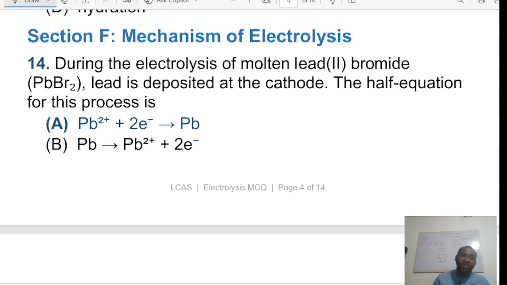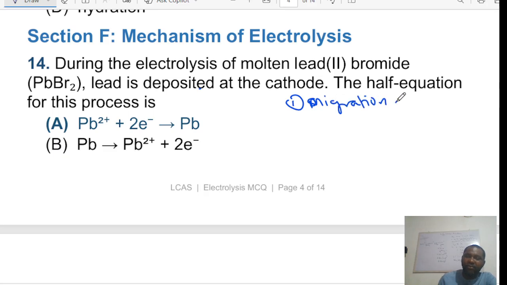Now the next question is dealing with the mechanism of electrolysis. It says, during the electrolysis of molten lead 2 bromide, lead is deposited at the cathode. The half equation is... Now before I continue with this, I'd like to explain the mechanism of electrolysis. There are three major areas of electrolysis. The first one has to do with separation or migration.